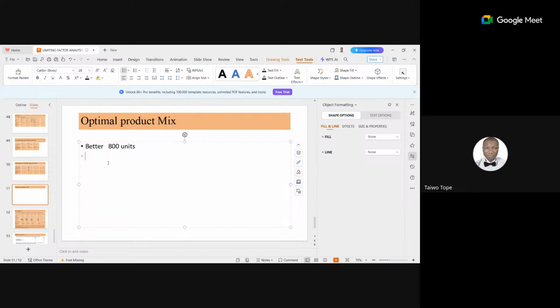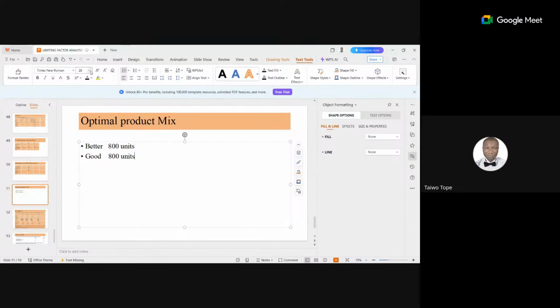Then the other one is good. It's just a coincidence. How many units can we produce? 800 units. So it's just a coincidence. It does not mean that in every question you are solving, the optimal product mix will always be the same for every product you want to produce. So in simple terms, this is what the question wants us to do. We're just trying to build it up.